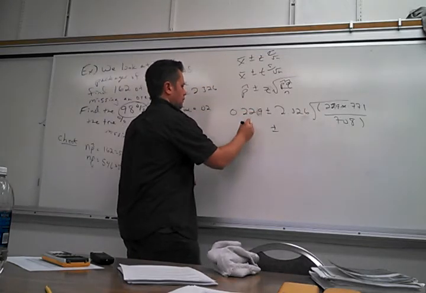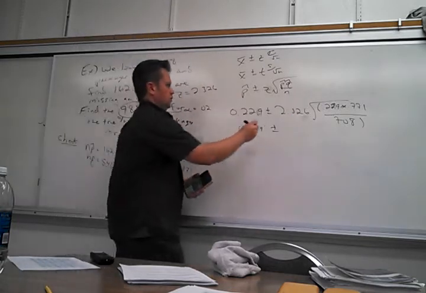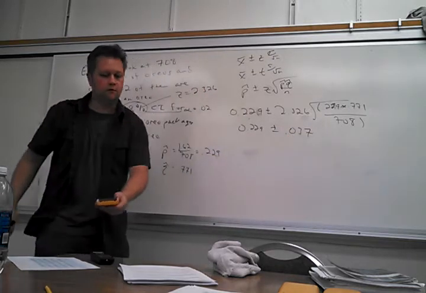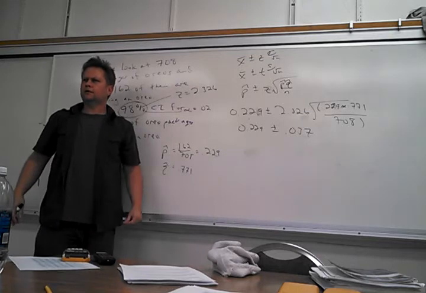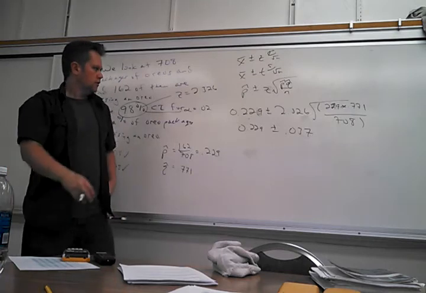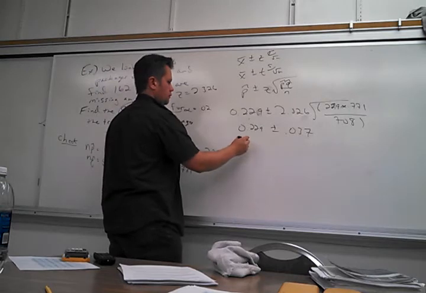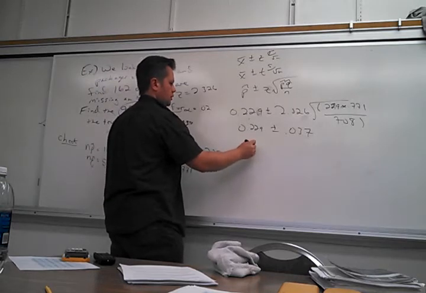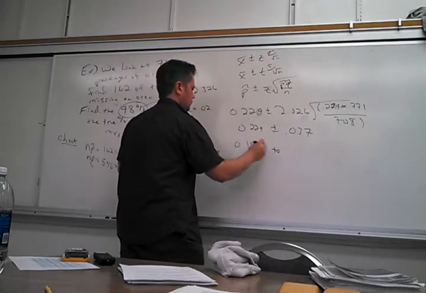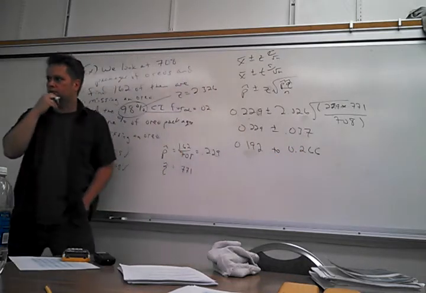What do you guys get for the error when you do this piece? 0.0367? It's like 0.037 roughly? Yeah. Cool. Is that what you guys got? Okay. And now I just got to add it and subtract it from the 0.229. So 0.229 minus that, you get 0.192. And when you add it, you get 0.265, 0.266 roughly if you round up. Cool.